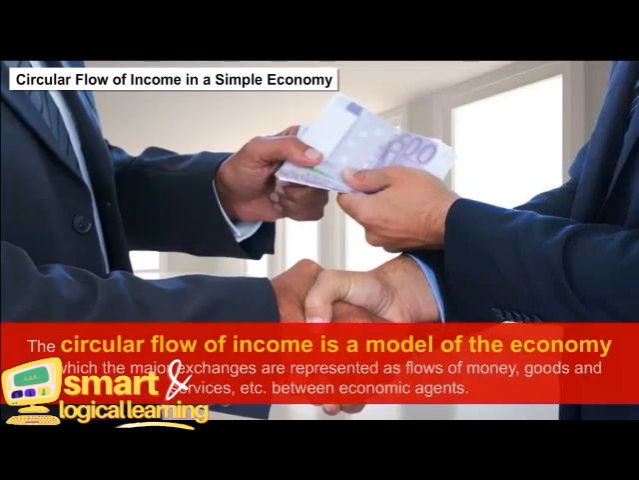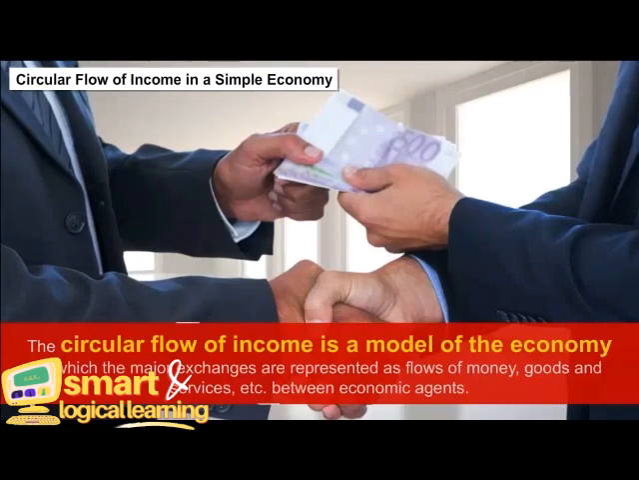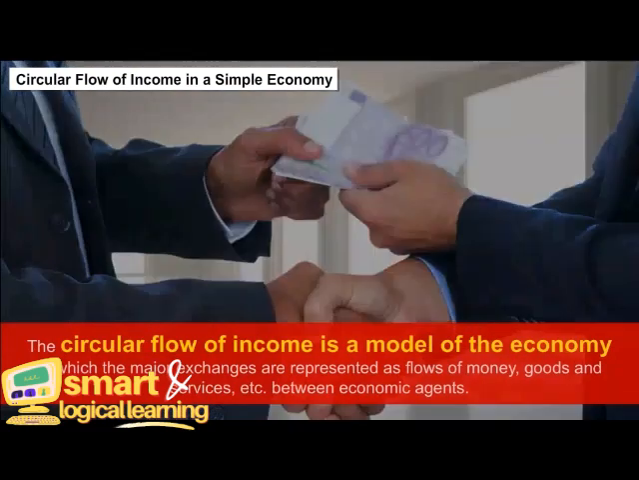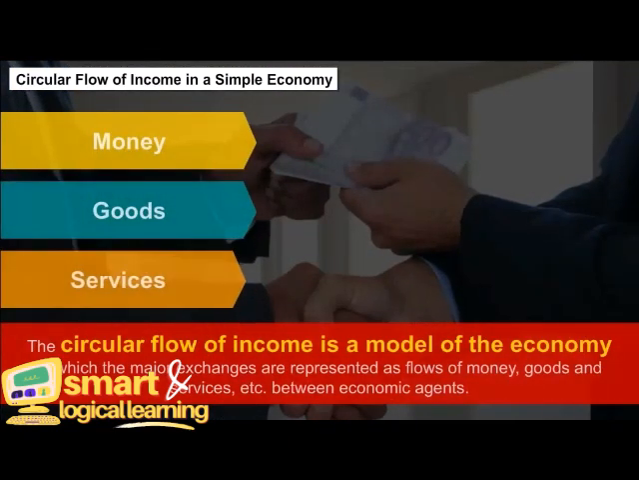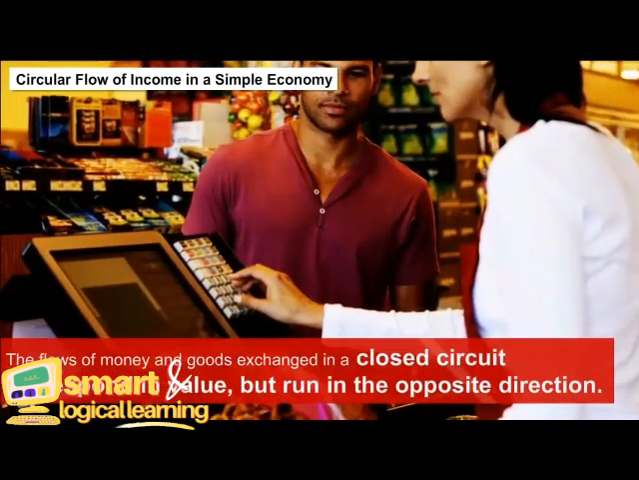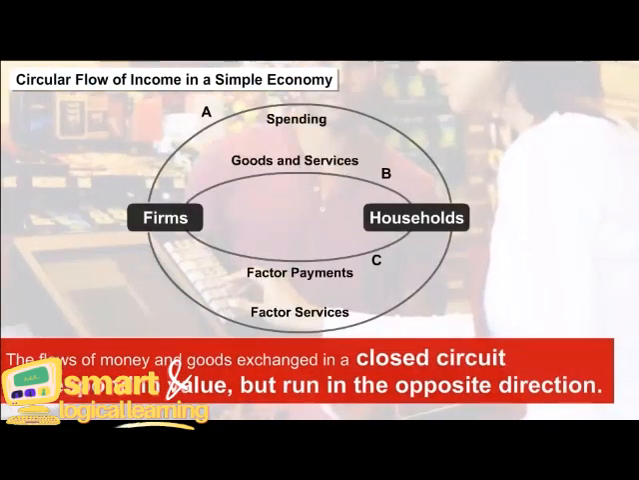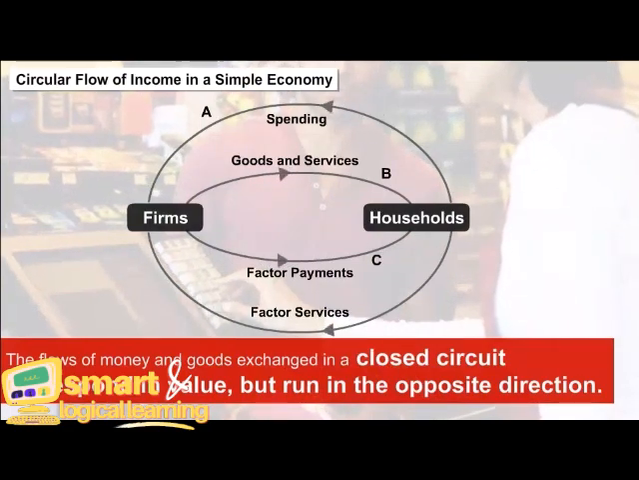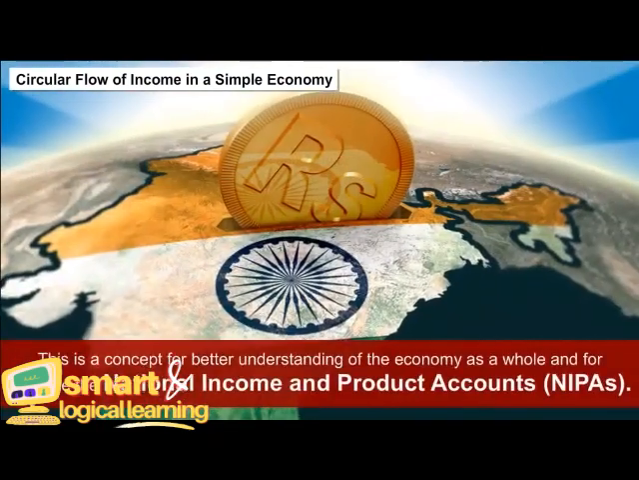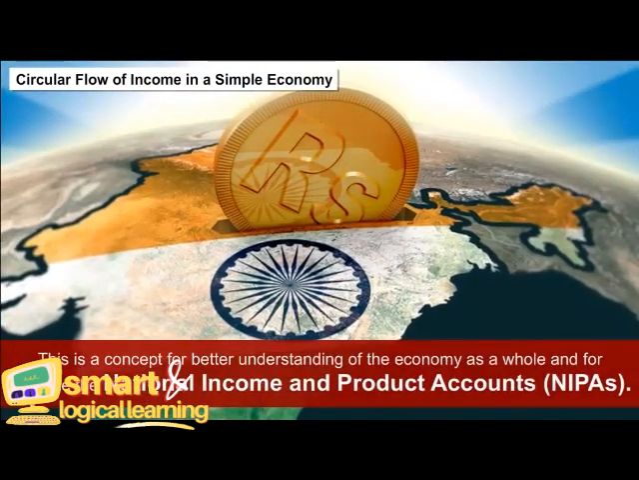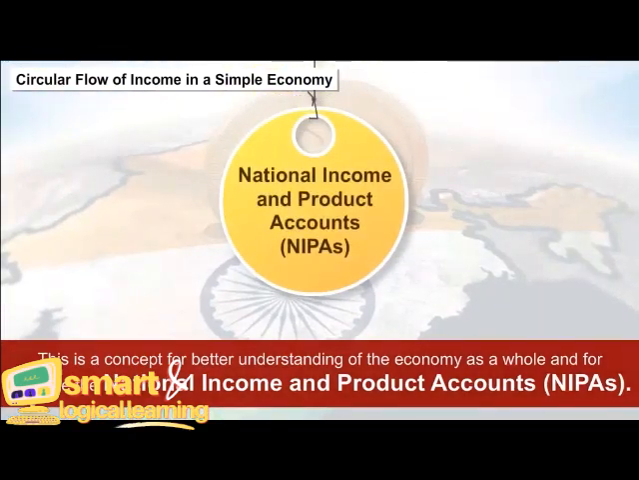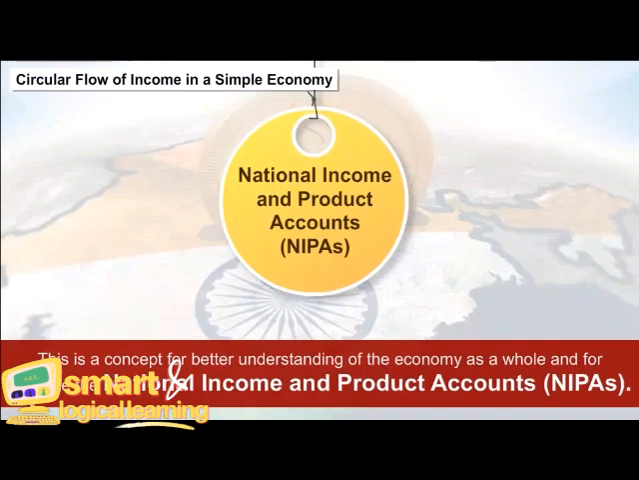The circular flow of income is a model of the economy in which the major exchanges are represented as flows of money, goods and services, etc., between economic agents. The flows of money and goods exchanged in a closed circuit correspond in value, but run in the opposite direction. This is a concept for better understanding of the economy as a whole, and for example, the National Income and Product Accounts, NIPAs.